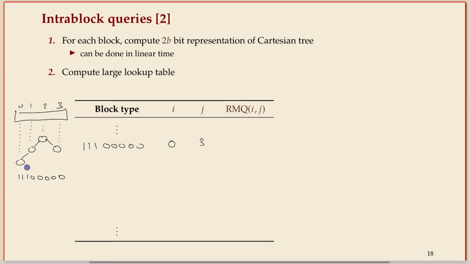Remember, RMQ on the tree translates to going to the nodes of the same in-order index and jumping to the lowest common ancestor. So 0, 3 are these nodes. The lowest common ancestor is the root, which has index 2. So I would put a 2 in here. Okay, that's how it goes. And you would fill in all the other combinations, right?